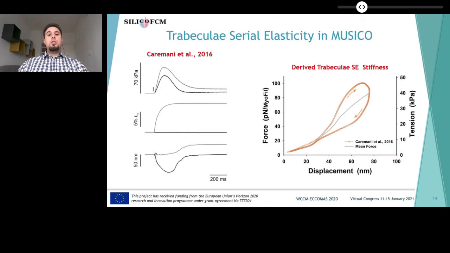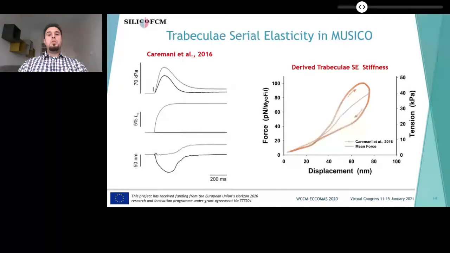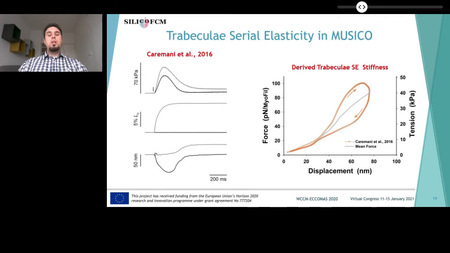Kiraly et al. measured the tension-sarcomere displacement relation during isometric twitch contraction of rat trabecula, which helped us estimate the stiffness of trabecula serial elasticity. The orange circles in the right panel represent the tension displacement loop, which shows higher forces during sarcomere shortening and lower forces during sarcomere lengthening. The arrows signify the direction of these changes.